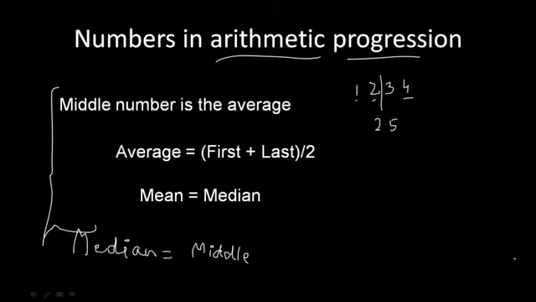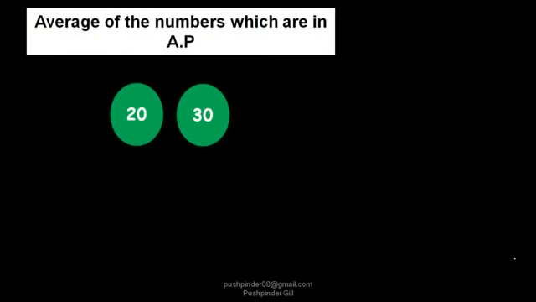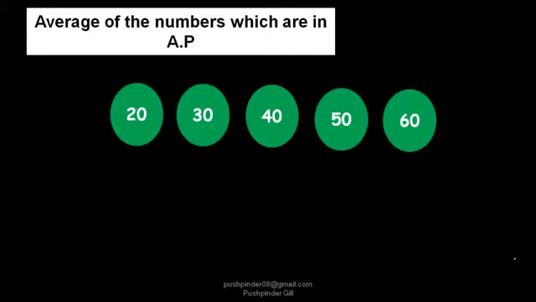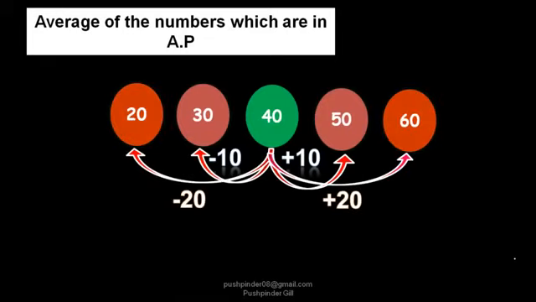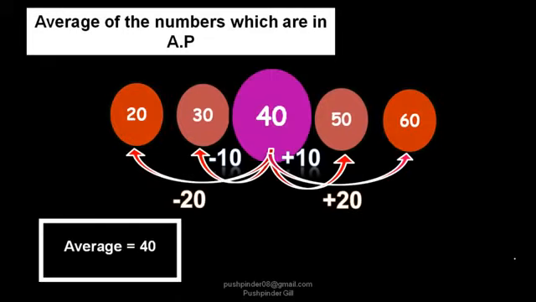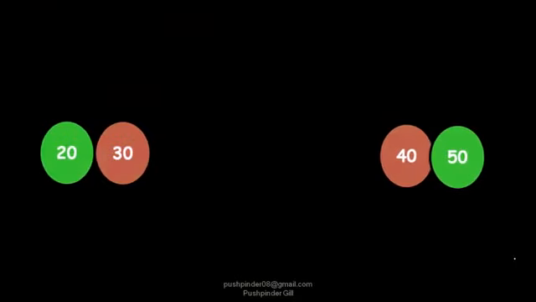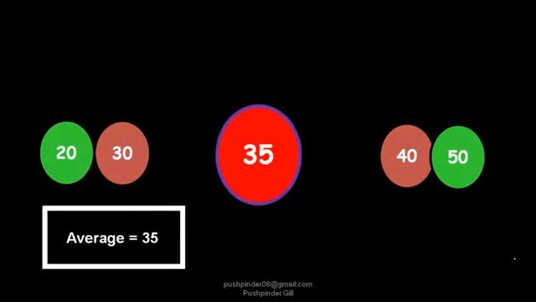Let me show you how. Okay, so average of numbers which are in arithmetic progression. Let me just elaborate it once again. Now you tell me what is the average of these numbers. I hear 40, isn't it? 40 is the average because it keeps on cancelling out each other, right? Great, let's move on. Okay, what is the average here? Middle number? 35. Great.